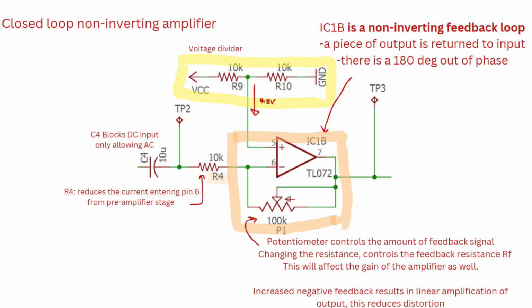And between pin 6 and pin 7, there is a potentiometer which controls the amount of feedback. Changing the amount of resistance also controls the feedback resistance RF, which will affect the gain of the amplifier as well. Increased negative feedback results in linear amplification of the output, which reduces distortion, something that we've covered in the notes before in last year.